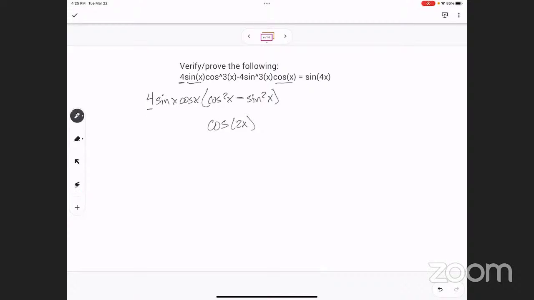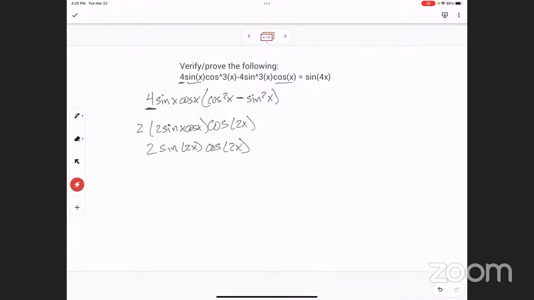And so what I do is I rewrite this 4 here as 2 times 2 sine x cosine x, because now I know that this thing equals what? What does this equal? Thank you. That equals the sine of 2x. So now I have 2 sine 2x cosine 2x.